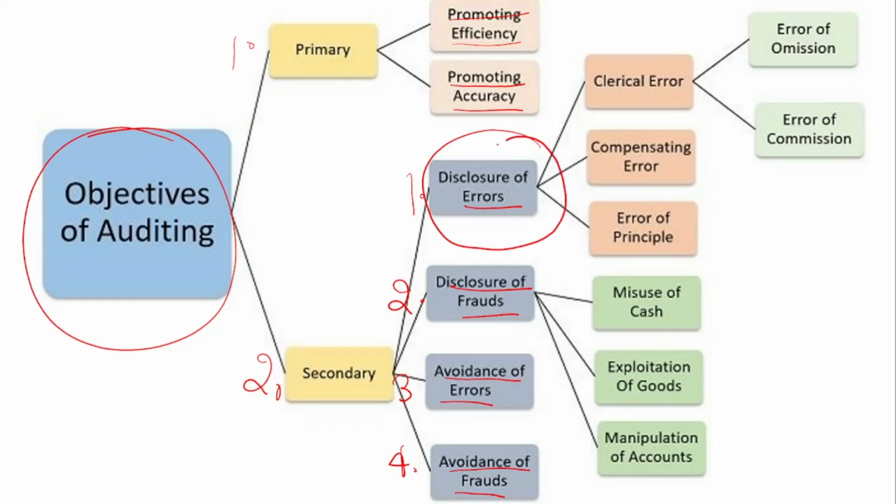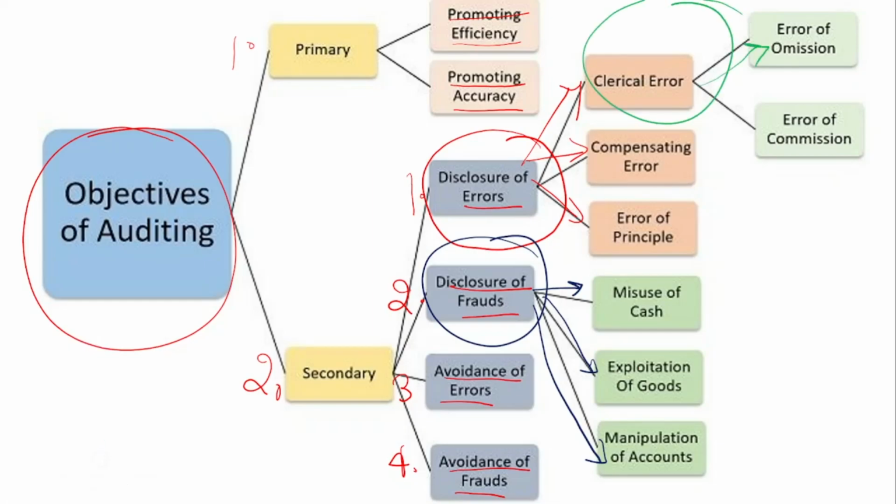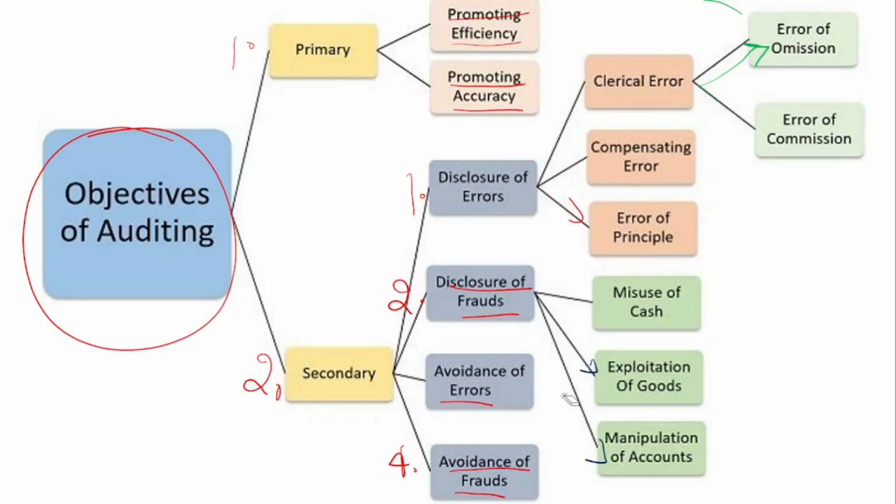Now, disclosure of errors can be again divided into clerical error, compensating error, and error of principle. Disclosure of frauds can be classified into misuse of cash, exploitation of goods, and manipulation of accounts. Next, the clerical errors can be again classified into error of omission and error of commission. Let us see all these objectives of audit in detail with examples.